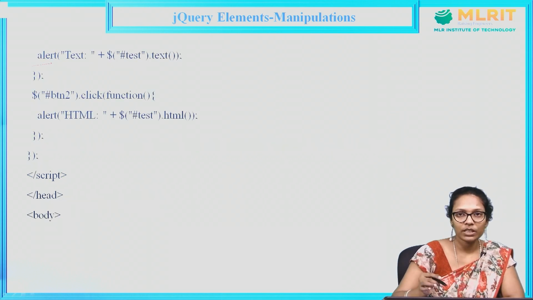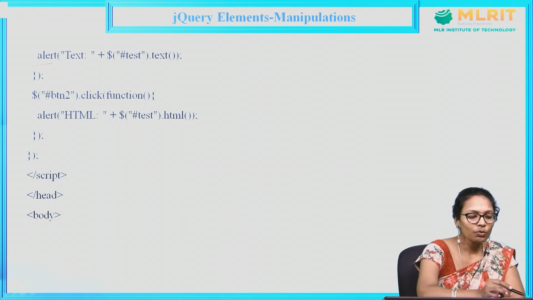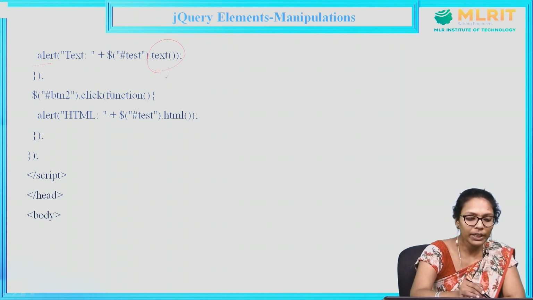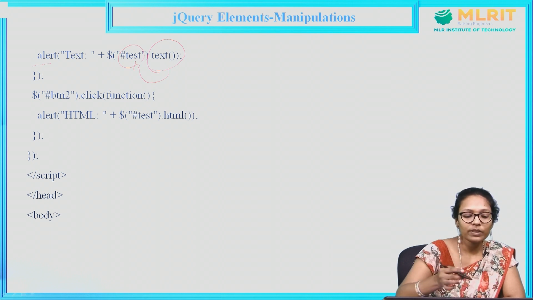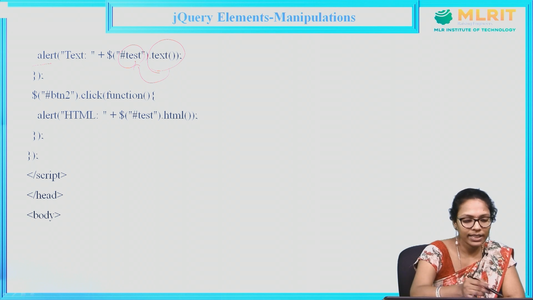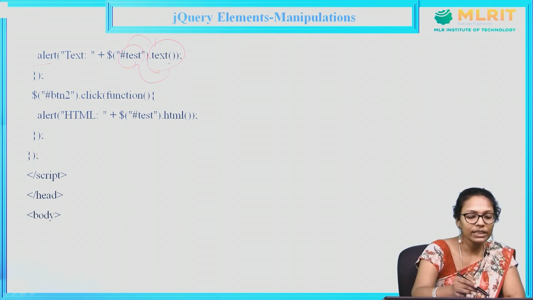We know in JavaScript we have the alert message. What will this alert do? It will get the text. I'm calling the text function. For which tag are you applying this text function? The text function is applied to the element with the ID test. Whichever element has the ID test, that particular element's text will be retrieved in the first button.